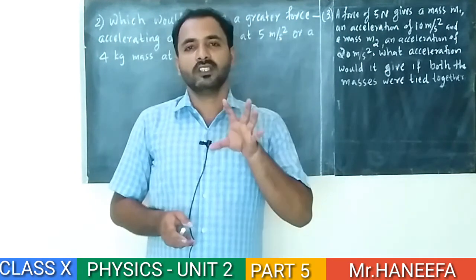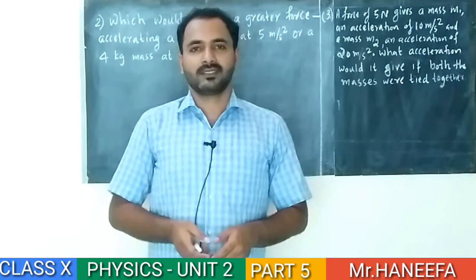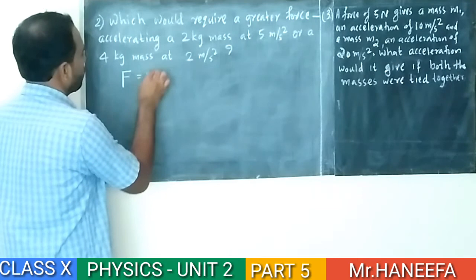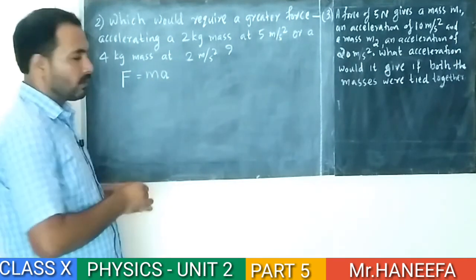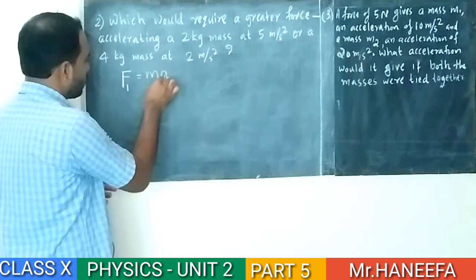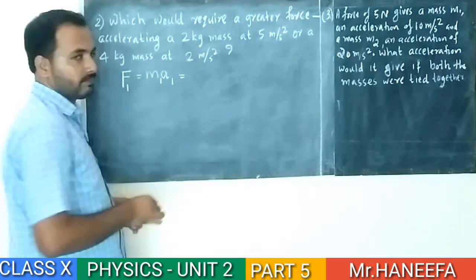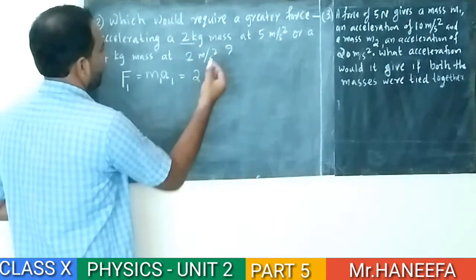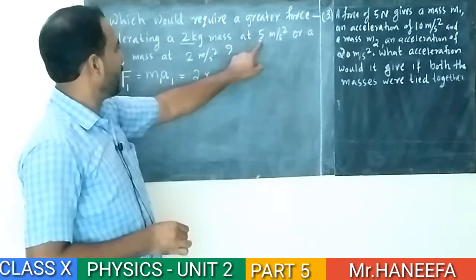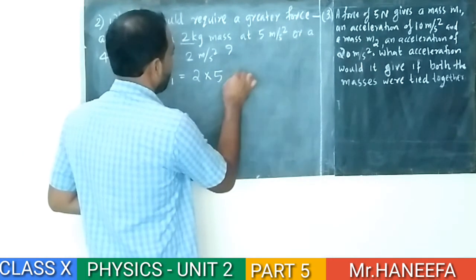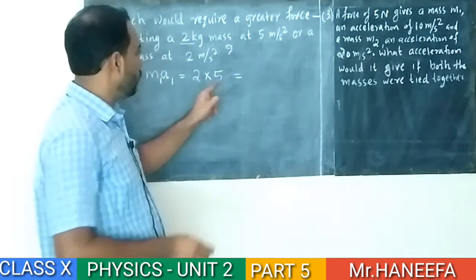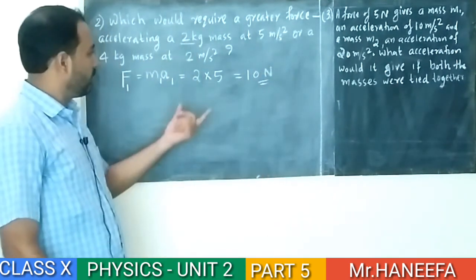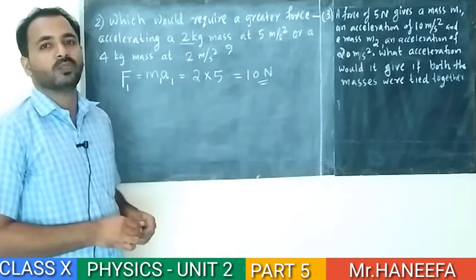So we have to find the force in both cases. We know F equals ma. So we can write F1 equal to m1a1. What is m1? 2 kg, into acceleration 5. So 2 into 5, 10 Newton. First case, force equal to 10 Newton.